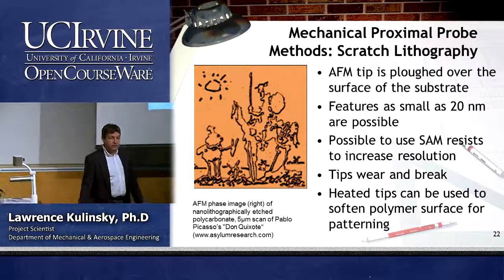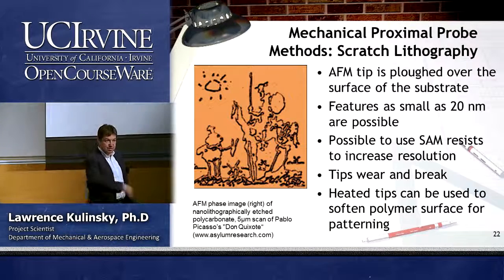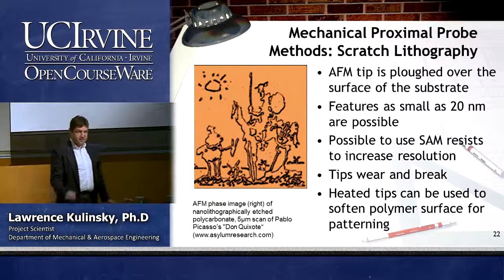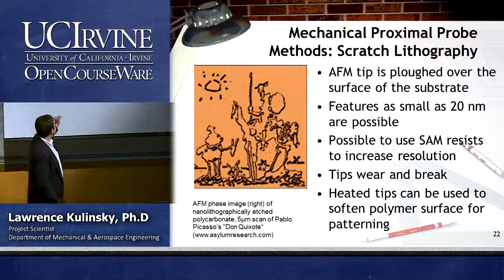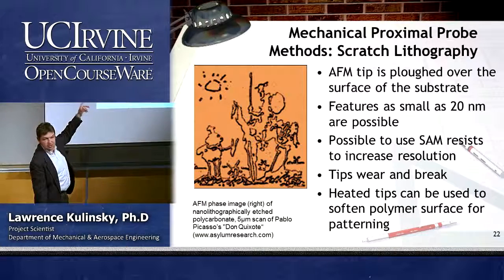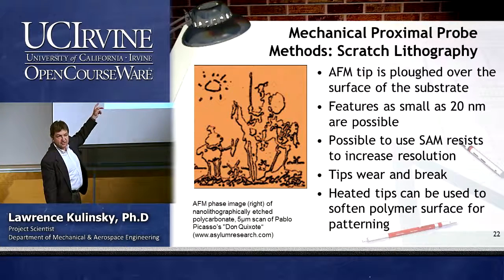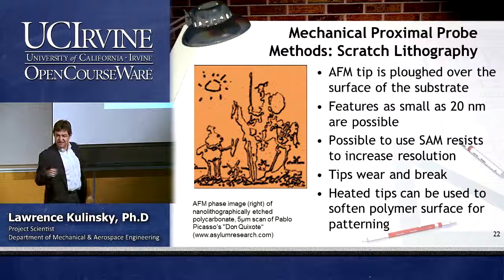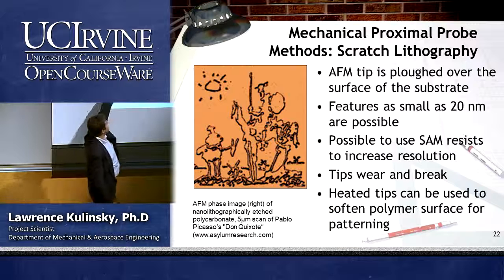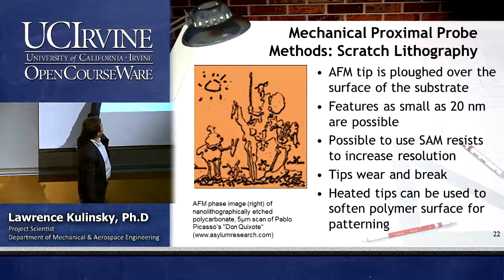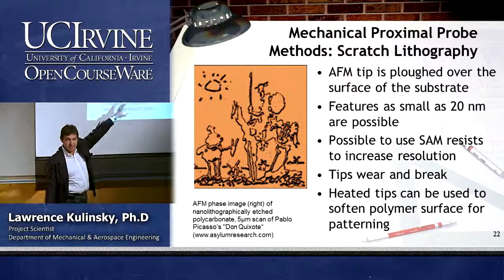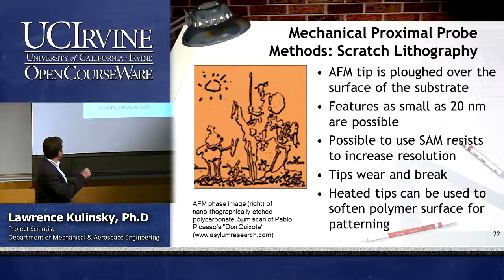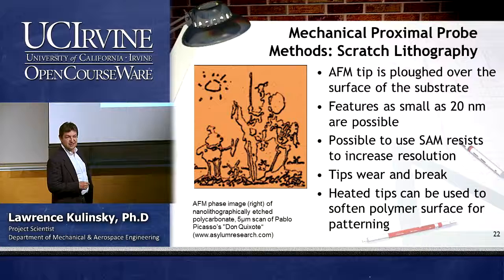Well, finally, you can just use the tip of your microscope as a scratching tool. You can just scratch the surface. So here you have Don Quixote and Sancho Panza from Picasso's sketch, and this is scratched out on a piece of polycarbonate plastic. Just use the tip of an AFM, I think, and they just scratched it out.